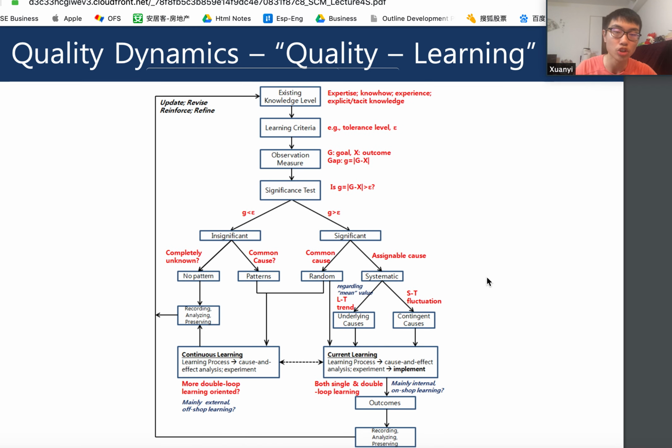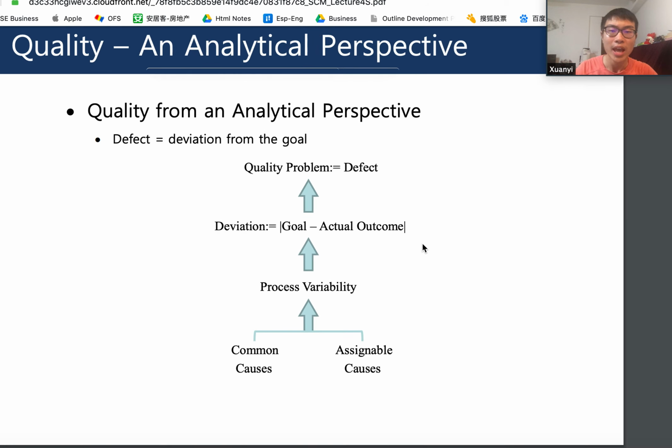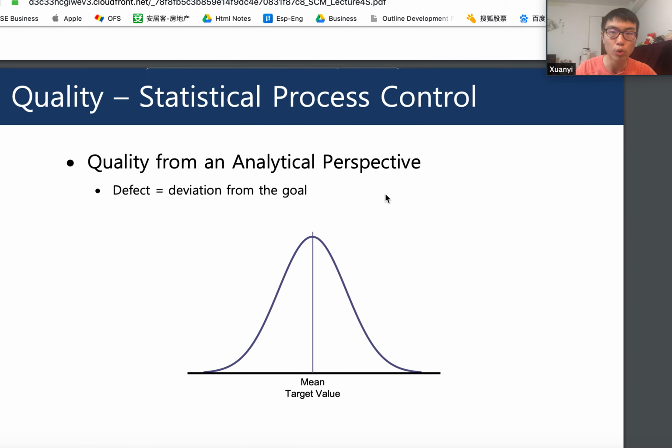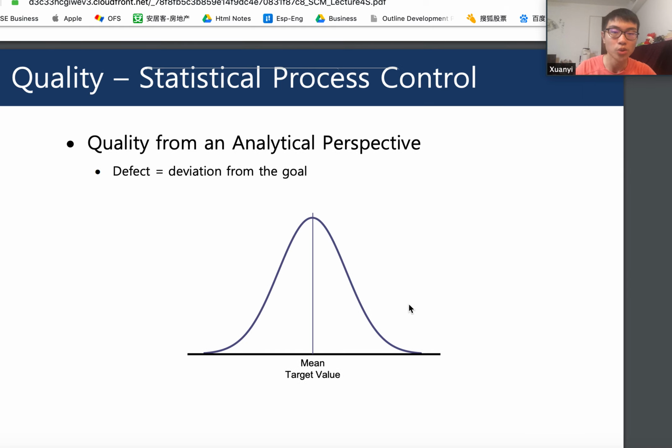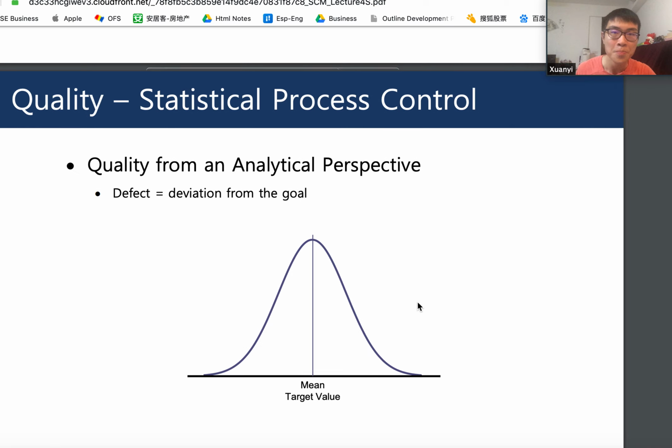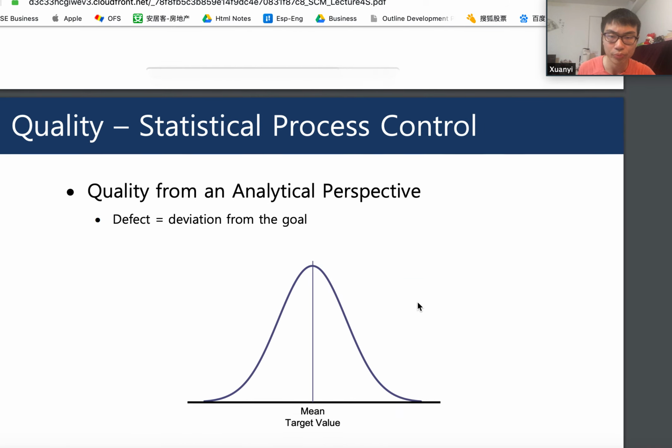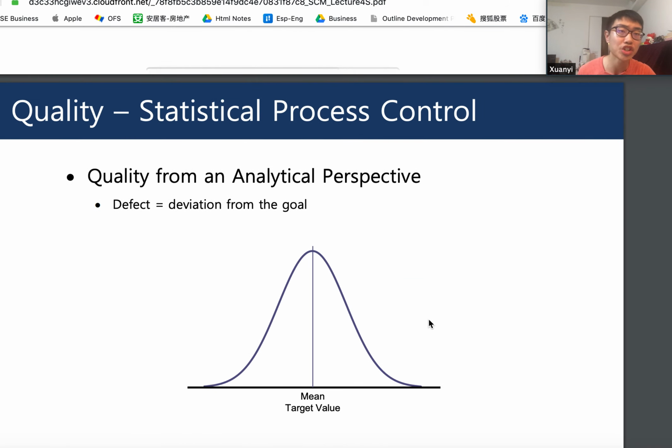I used this logical diagram to explain the deviation, tolerance level, and significance of the quality issues. I also gave a brief introduction about outliers, and I emphasized deviation, which is the significance of the quality failure or the quality issue, meaning how far away it is from the mean, how far away it is from the average.